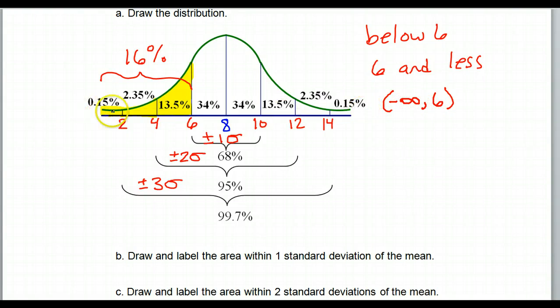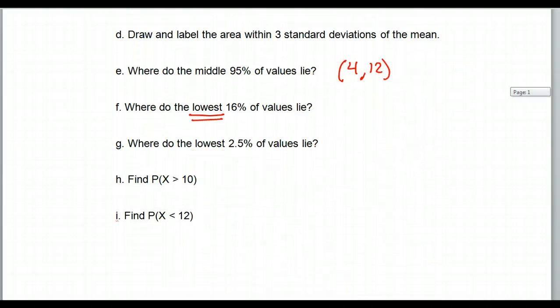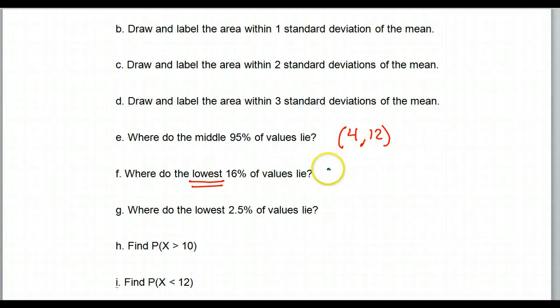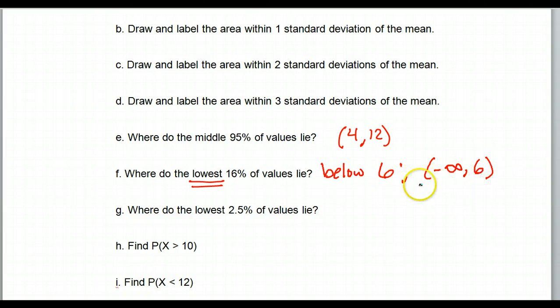Infinity on the left is negative infinity. Infinity on the right, if it was over here, would be positive infinity. So those are the different ways you could write it. I'm just going to copy it over here. We could say below 6, or we could say negative infinity to 6. These two things mean the same thing.